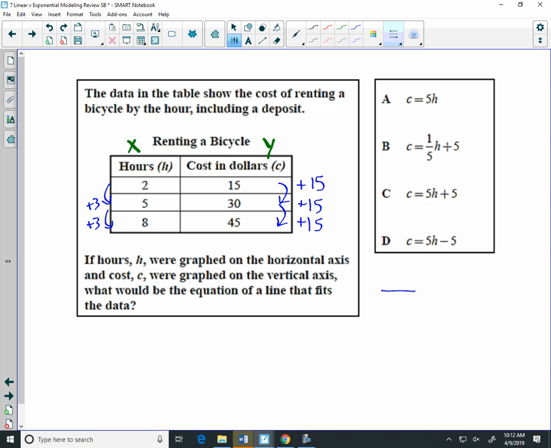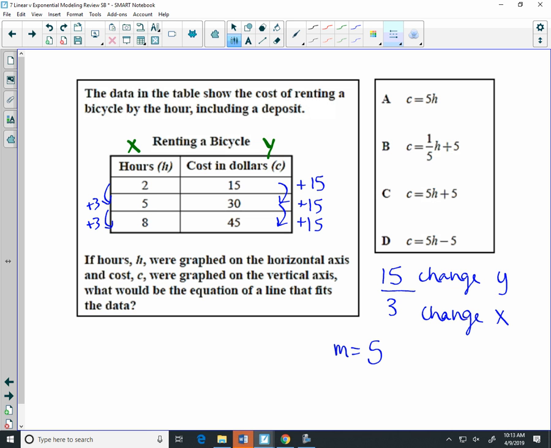So how am I going from 15 to 30 and 30 to 45? I am changing by 15. How am I going from 2 to 5 and 5 to 8? I'm changing by 3. So again, this is your change in Y over the change in X. Well, I also know what 15 divided by 3 is. 15 divided by 3 is 5. So my M is going to be 5.